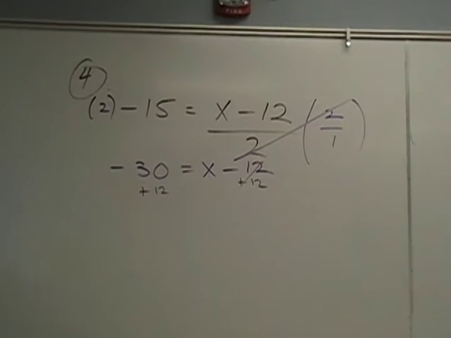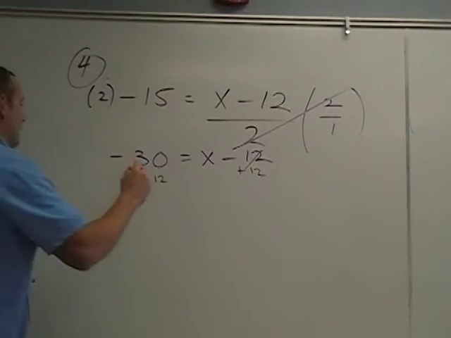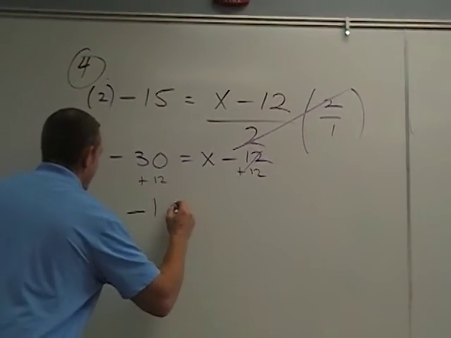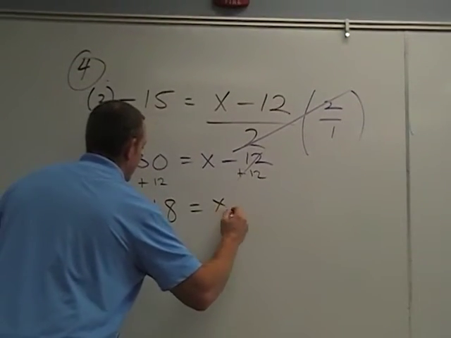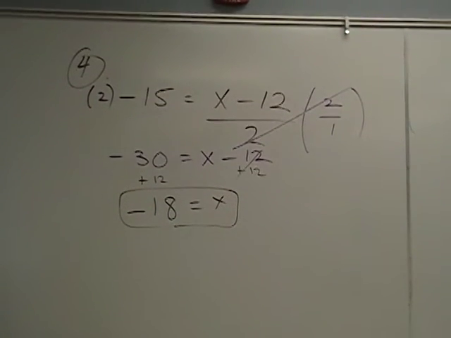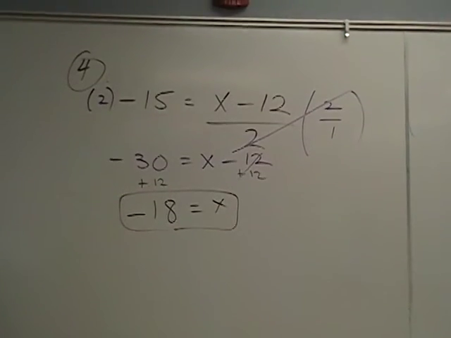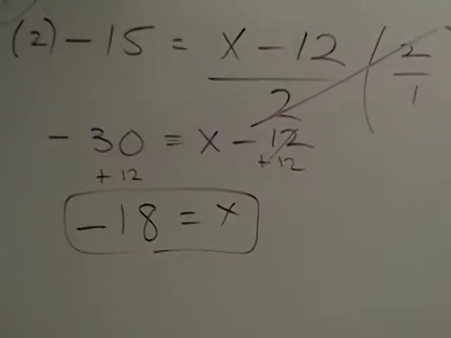What's negative 30 plus 12? Moment of silence. Negative 18 equals X. Oh, we're doing it. All right. X equals negative 18. Negative 18 equals X is the same thing. You're good.